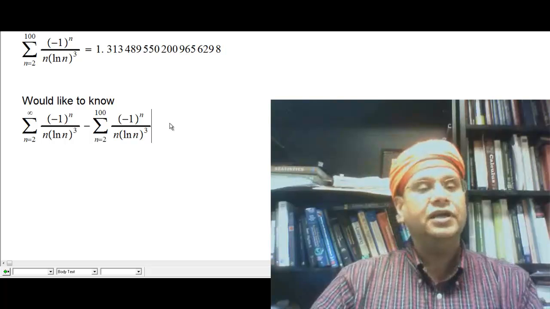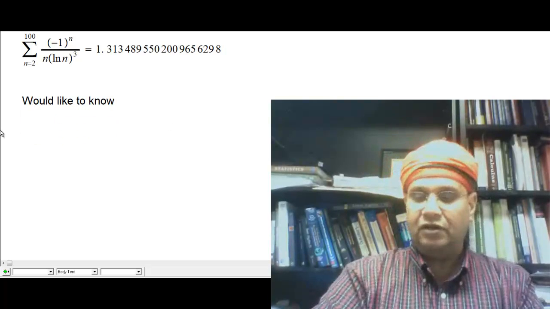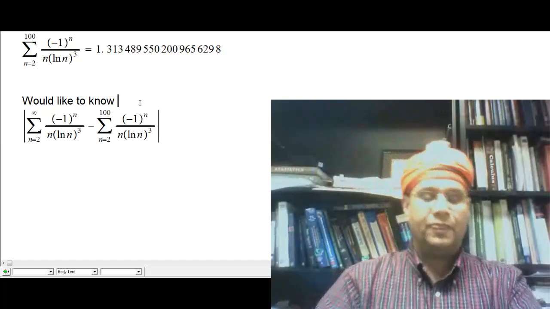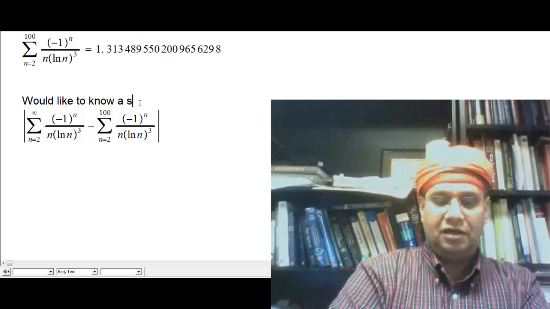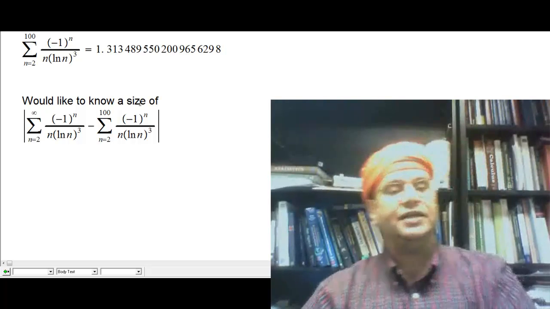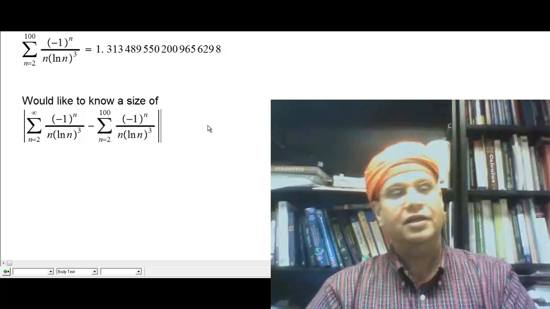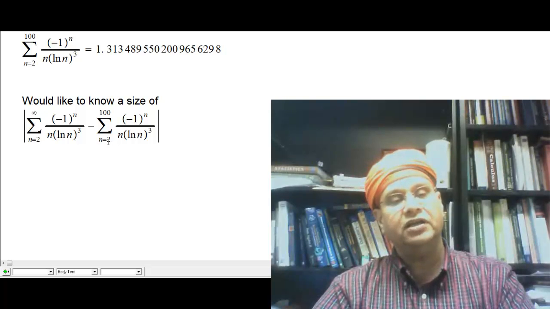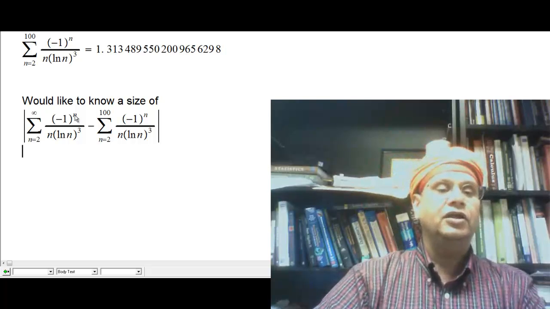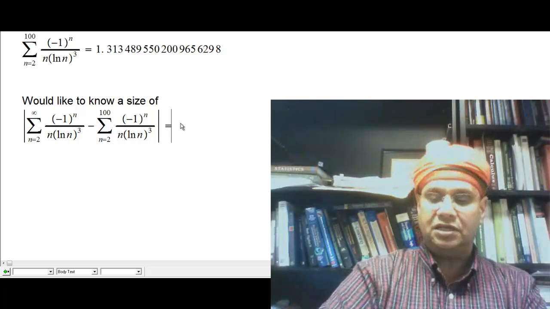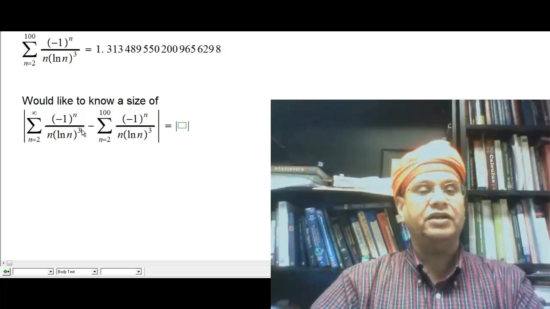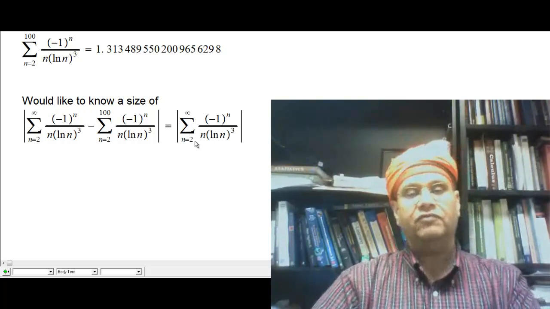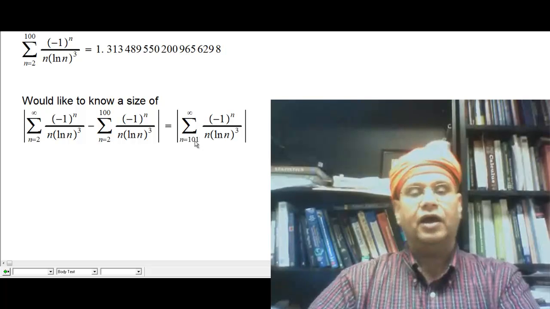All right. So look here. If I looked at this, and we are looking only at the absolute values, right? We would like to know the size of this guy, that is, how much am I missing, right? Am I clear? Now look here. Here we have all the terms from 2 to infinity. Here we got from 2 to 100. So this is the remainder, which goes from n equals 101 to infinity, right?